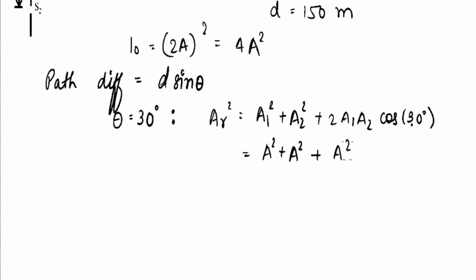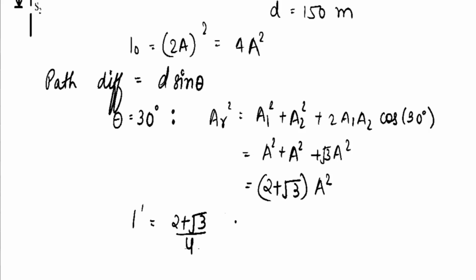So this would turn out to be, since all are the same, A1 equals A2, so that is A square. Cos 30 is root 3 by 2, so this is root 3. So we get 2 plus root 3, A square. Correct? So this is the value of AR square, the final amplitude square. So the intensity for this would be, since I naught is 4a square, I dash equals 2 plus root 3 by 4 I naught.